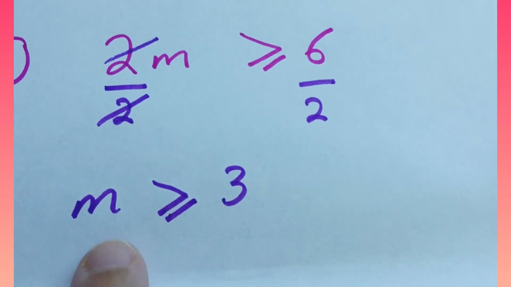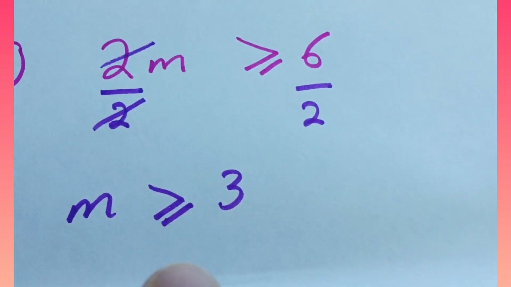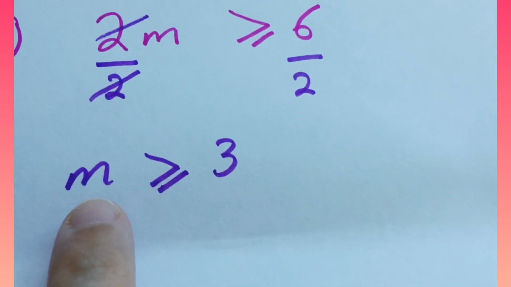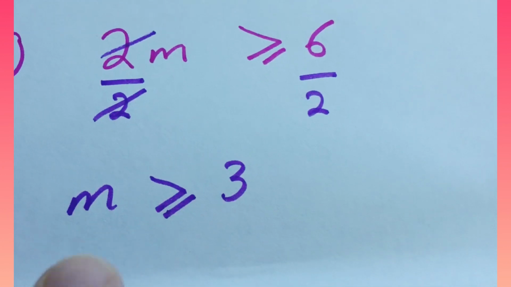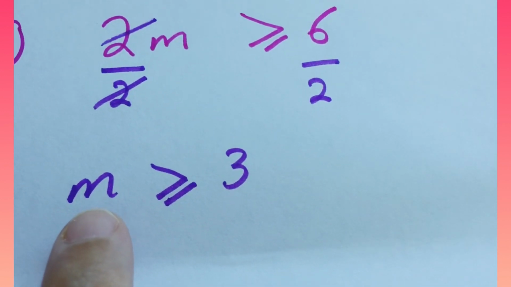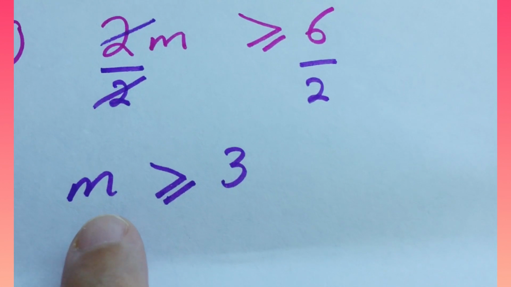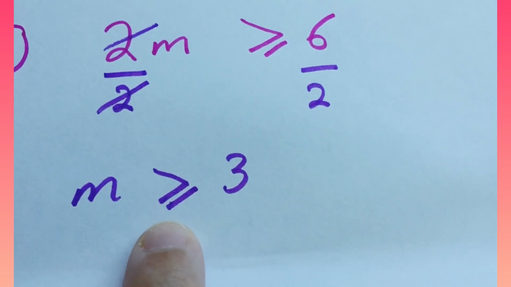Now, some students, they don't know how to read this. Is it greater? Is it less than? What is it? Okay. Now, it's better for you to start reading from the variable. Variable means x, y, z, m, n, o. Because it will be better for you to understand the inequality. So m is greater than or equal 3.